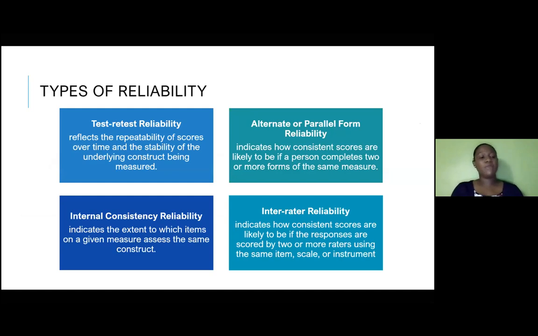For internal consistency, this would indicate the extent to which items on a test measure a construct. So the items on this specific measure would be homogeneous in nature. If we're testing for mathematical skills, we wouldn't expect to see science questions in our measure. And lastly, inter-rater reliability, and this indicates how consistent test scores are likely to be if rated by 2 or more raters using the same item, scale, or instruments.